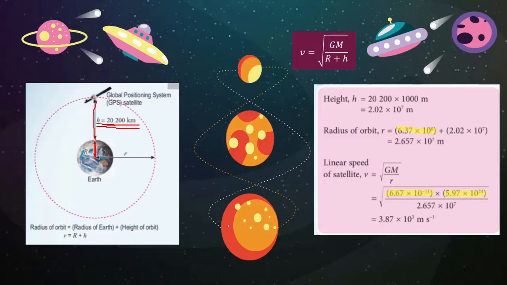So the radius of orbit is 6.37 times 10 power of 6 plus 2.02 times 10 power of 7. We get the radius of orbit, 2.657 times 10 power of 7 meter. Then we put it in the formula. Then we will find out the final answer.